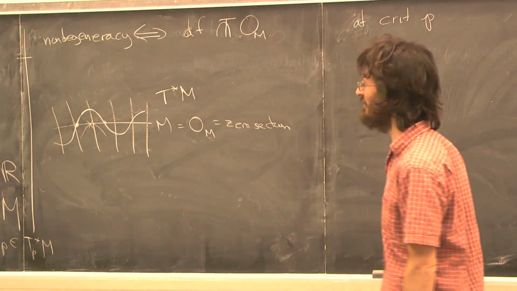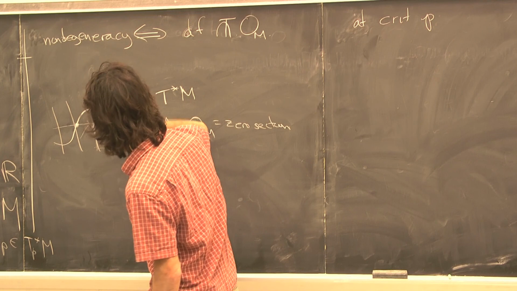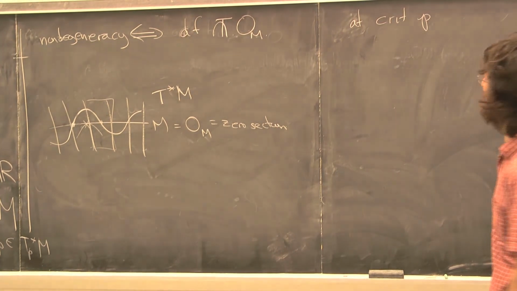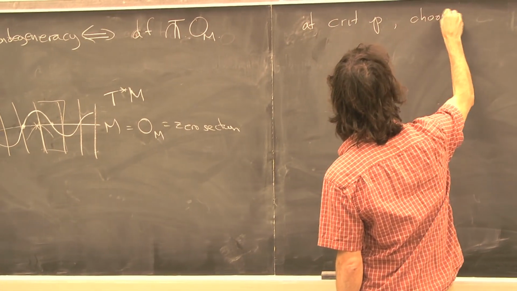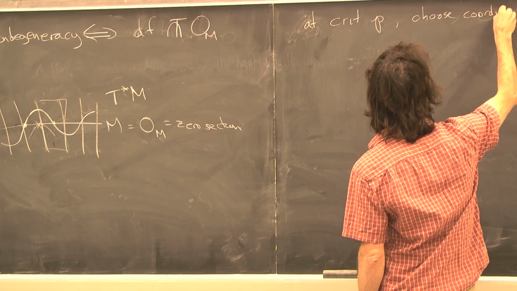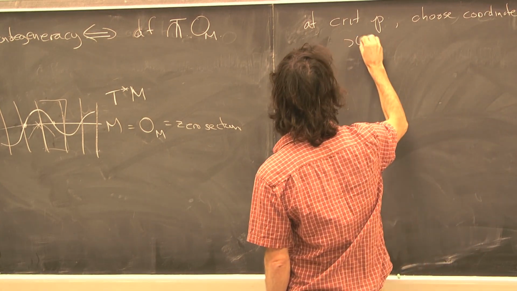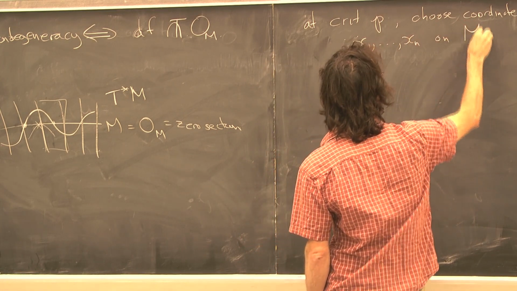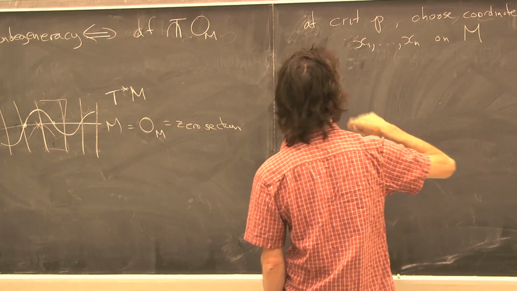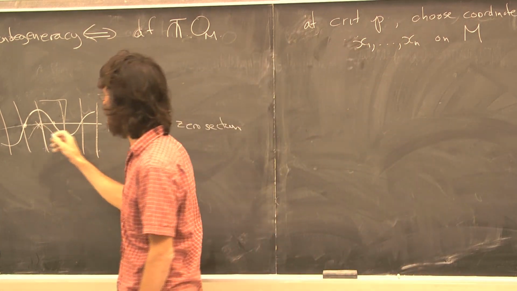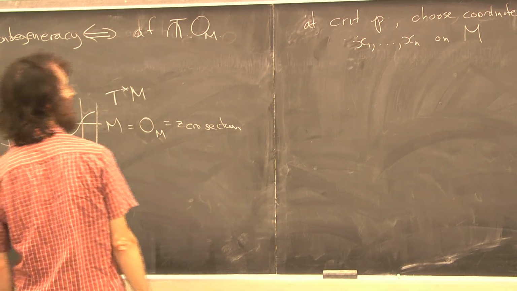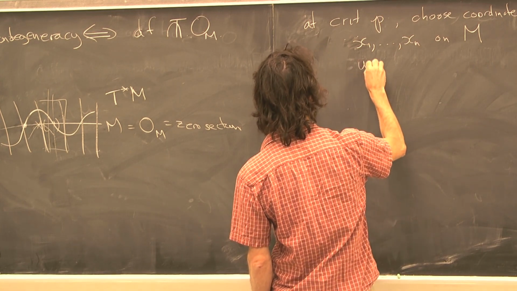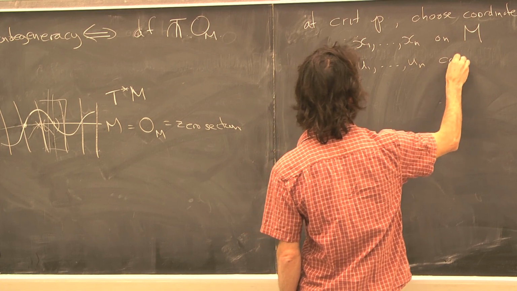I want to think about this manifold M, and I need coordinates on T*M in which to think about transversality. So we choose coordinates x1 up to xn on the manifold M. But that's just on M, so how do I get the corresponding coordinates on T*M? Let u1 up to un be the corresponding coordinates.